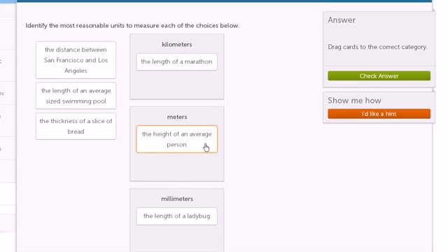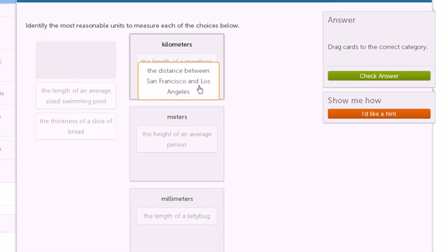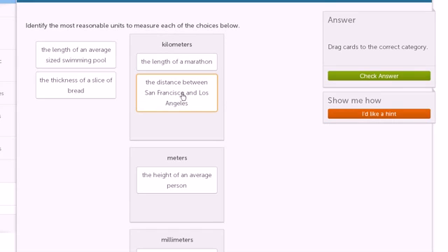You'd measure the height of an average person. If you're using U.S. customary units, you would do it in feet. If you're using metric units, you'd do it in meters. The distance between San Francisco and Los Angeles. So once again, we'll go with kilometers. Actually, San Francisco to Los Angeles is several hundred kilometers. I thought that said New York to Los Angeles. San Francisco to Los Angeles, several hundred kilometers, but still you want to do kilometers.